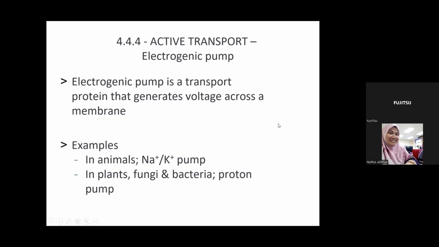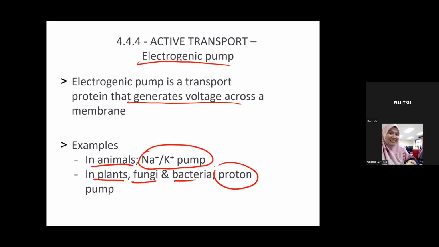Okay, alright. So looking back to the example. Tadi kita dah tengok example electrogenic pump. Apa itu electrogenic pump? Electrogenic pump is a transport protein that can generate voltage across the membrane. Generating voltage maksudnya dia boleh menghasilkan charge yang berbeza di dalam dan di luar membrane. Okay, example. Untuk animal cell, we have sodium potassium pump, a kind of carrier protein that is specifically to transport sodium and potassium. And for plant, fungi, and bacteria, the electrogenic pump is known as proton pump. So proton pump ni specifically untuk transport hydrogen ion ataupun H+ ion.